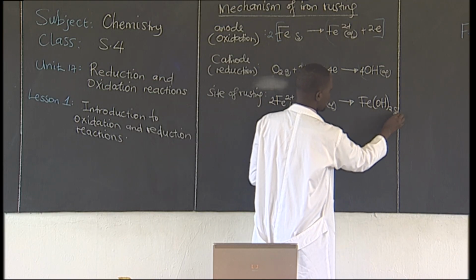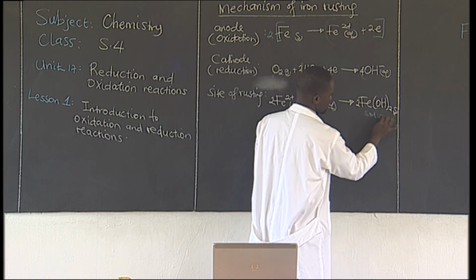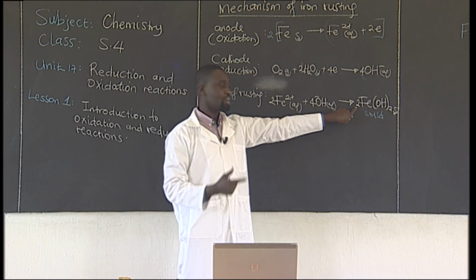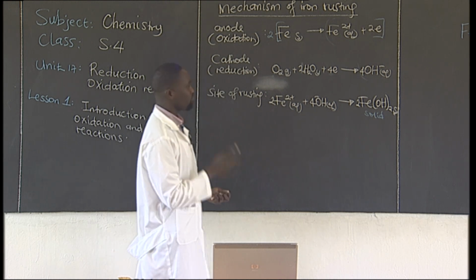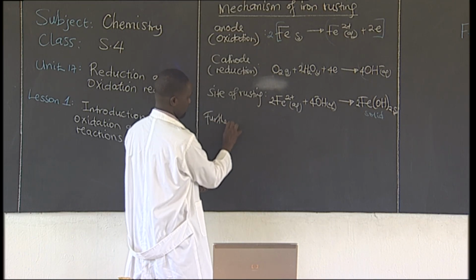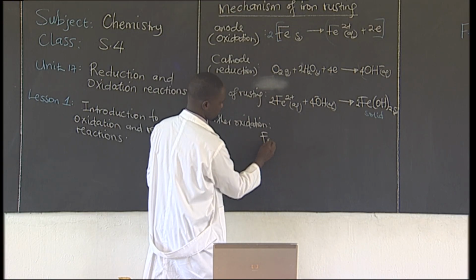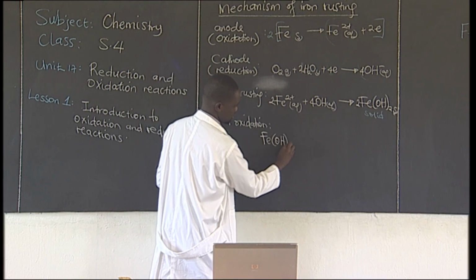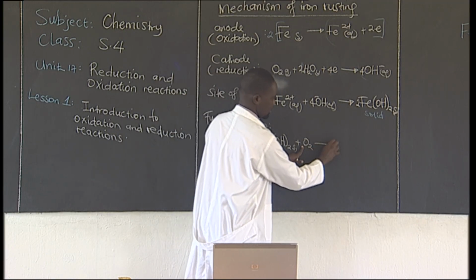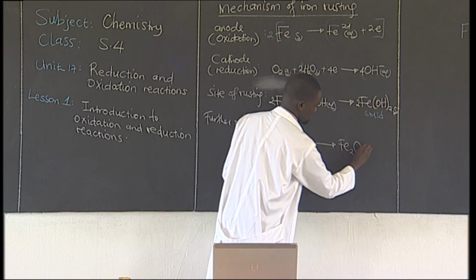Now this is the salt that is formed first. This is a precipitate, or we call it a salt. As it is formed onto the layer of the iron, on the iron nail, it undergoes further oxidation. We now have further oxidation. The iron hydroxide, as a salt in the presence of extra oxygen, undergoes further oxidation to form iron 3 oxide.